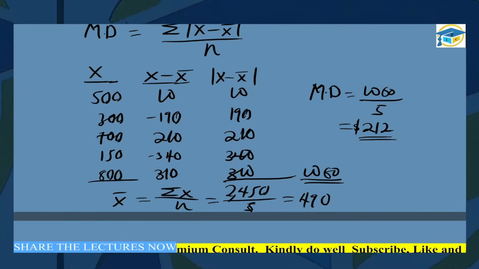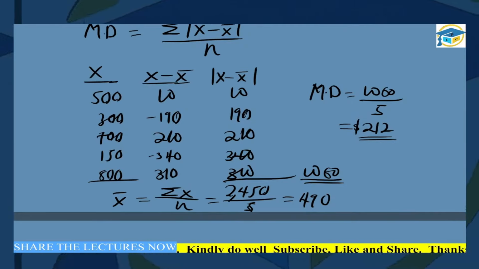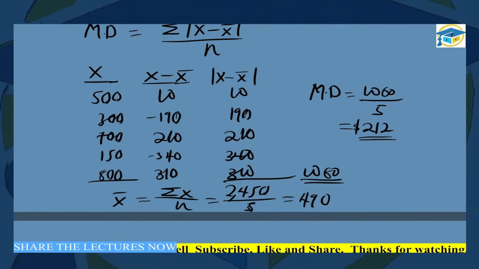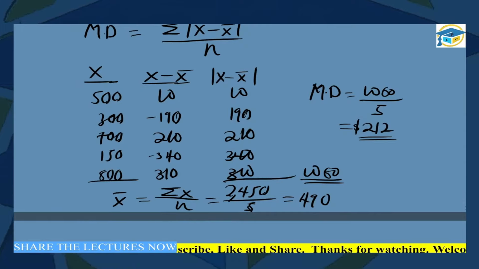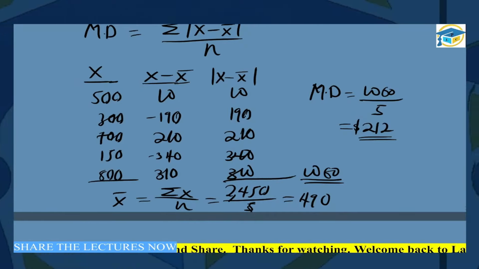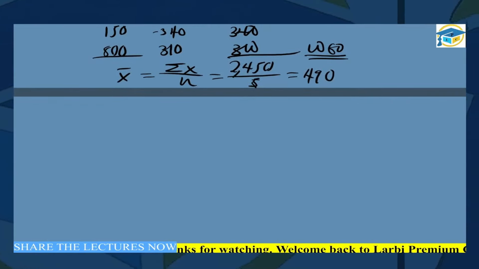That's the meaning behind it. On average, which is 490, the company deviated 212 in profits, on average. So that is the meaning behind that. So this is how we calculate mean deviation for ungrouped data. All right, so let's move on to also talk about the variance.